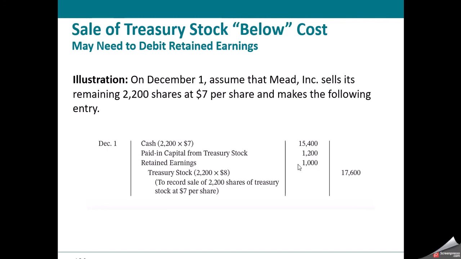And again, I'm using air quotations when I say that, because we can't record a true loss. But what we'll take it to is the only account that's left in our equity section, which is our retained earnings. So if we go beyond what's in the paid-in capital from the treasury stock and we've sold it for less than we paid, then we're going to debit retained earnings, or reduce retained earnings.